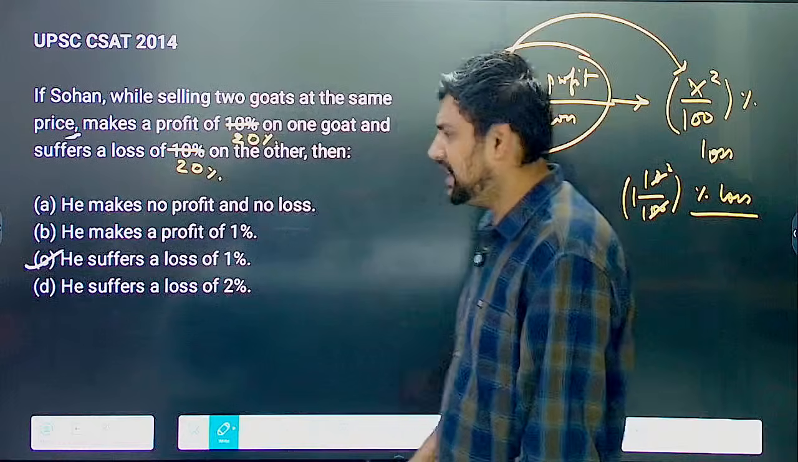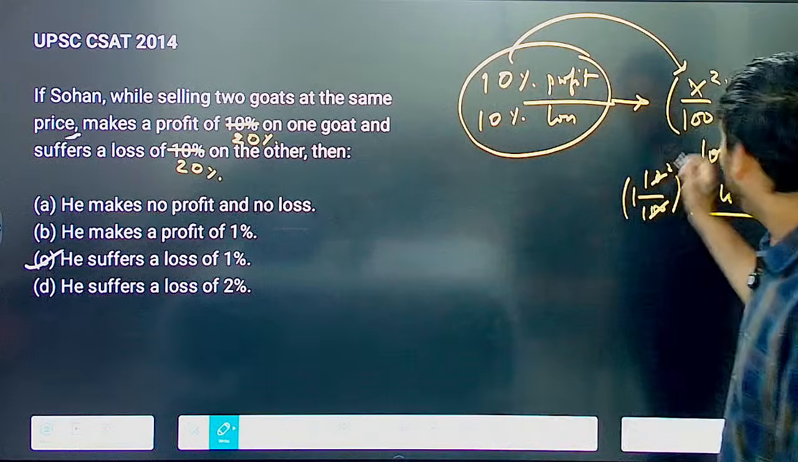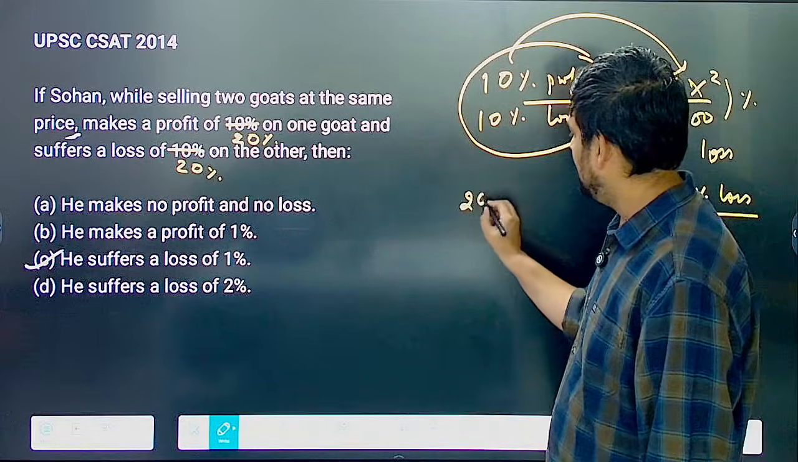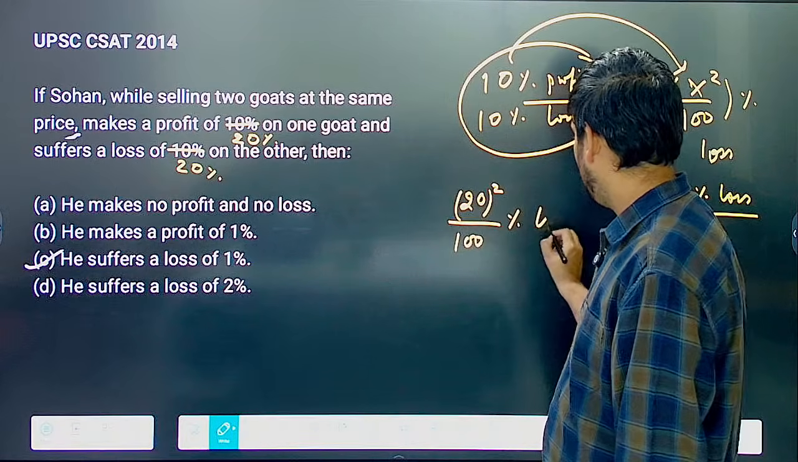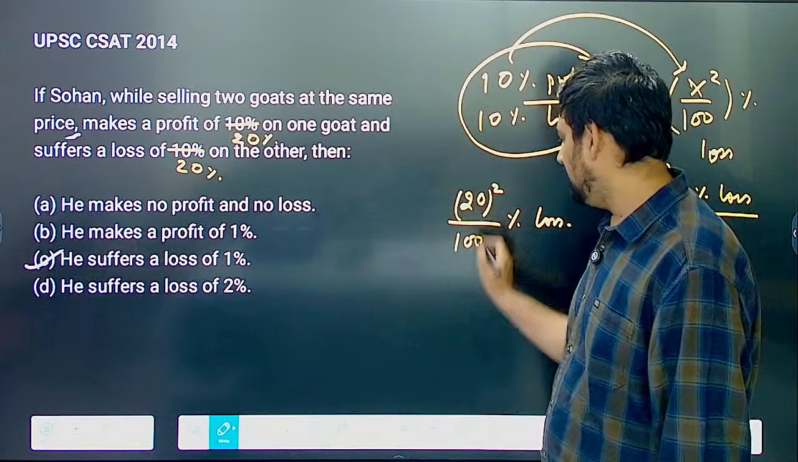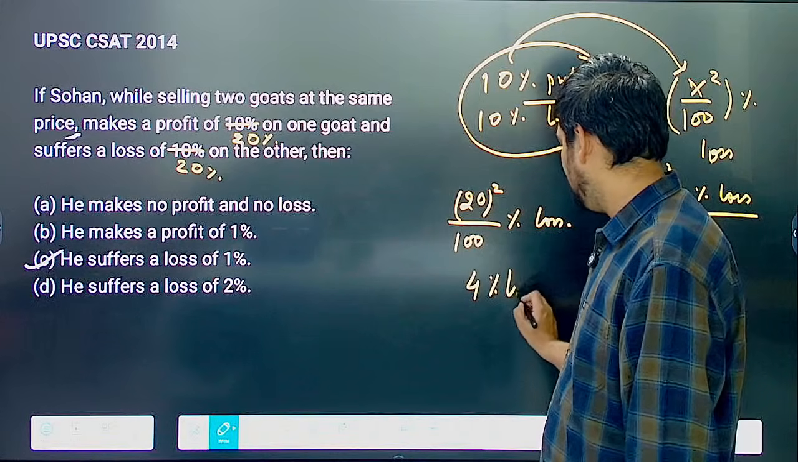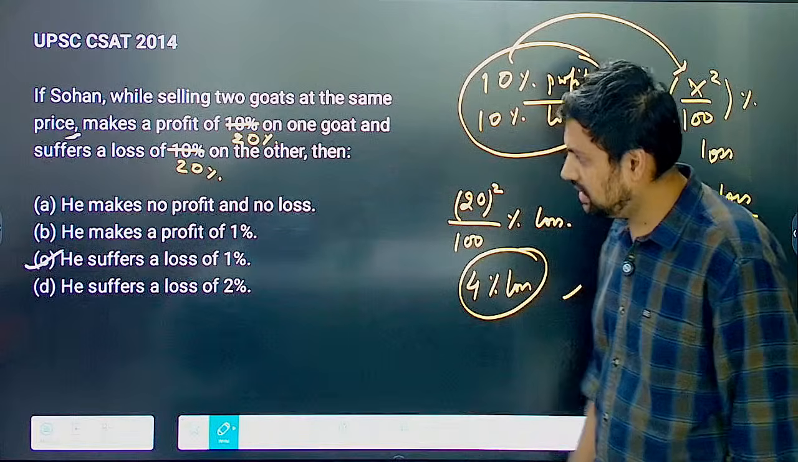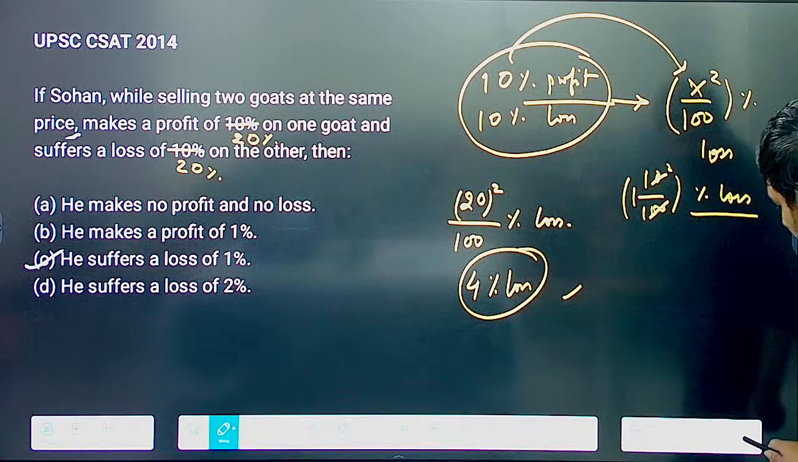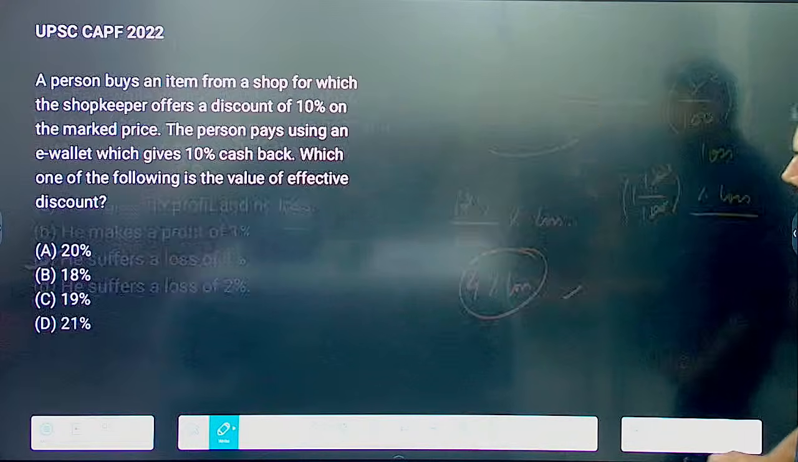Yes, most people are getting this also. So basically x square by 100. In place of x, I will put 20. So this becomes 20 square by 100% loss. 20 square is 400. 400 by 100 is 4% loss. That's it. As simple as this. Now let's move to little better questions.